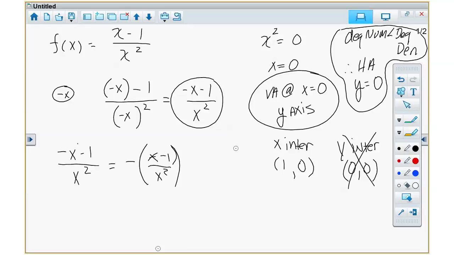It's not symmetrical around the y-axis because f of x does not equal f of negative x. And it's not symmetrical around the what? The origin. Because f of negative x does not equal negative f of x because of that plus right there. So that means it's not what? It's not symmetrical. So we put that over here.